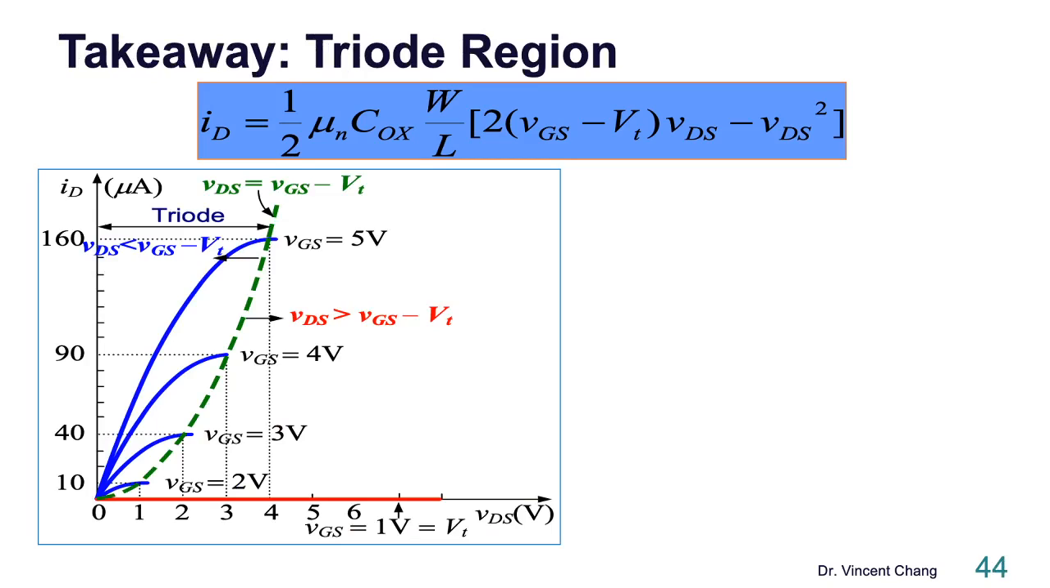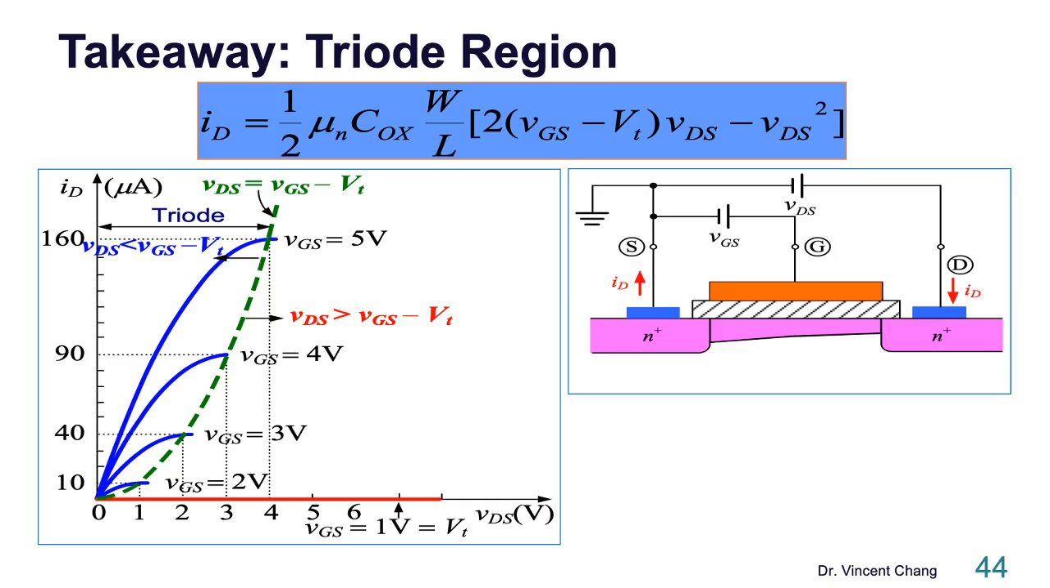Here's the takeaway. Once you understand where this equation is coming from, then we can just apply this in the future when we try to analyze the device, the MOSFET, when it's in the triode region.